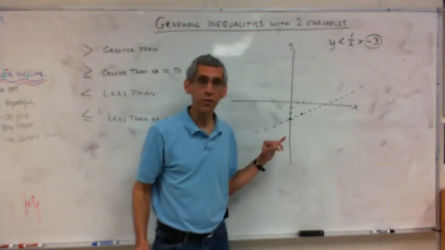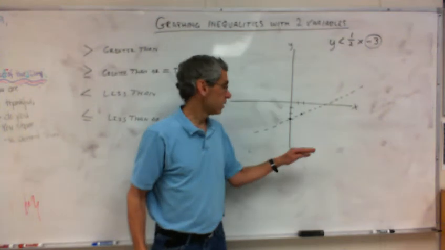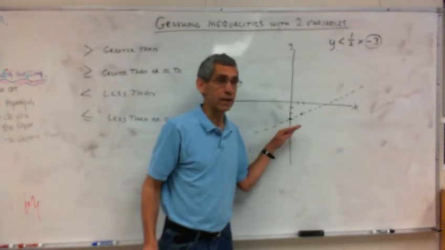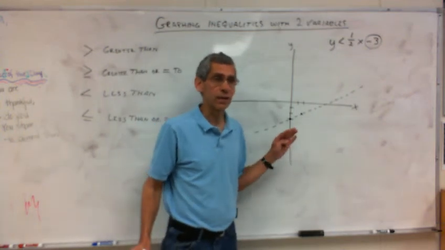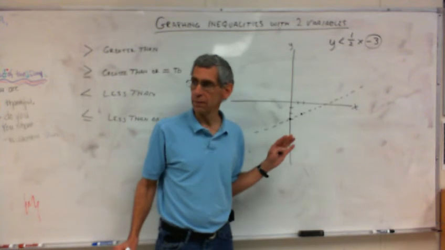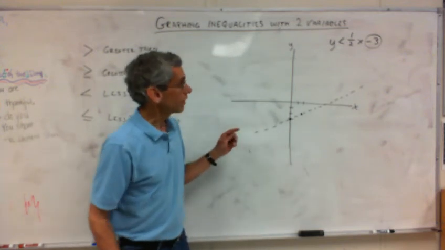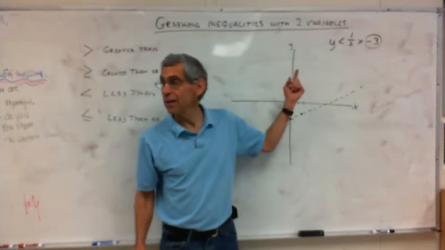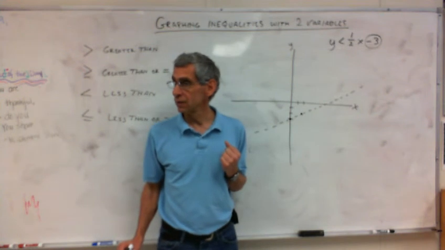It is the boundary of the answer, right? The answer goes to that line, but it doesn't equal that line. It doesn't include that line. Does that make sense? All right. Now, the other thing, though, is that there's going to be an infinite number of answers to this.